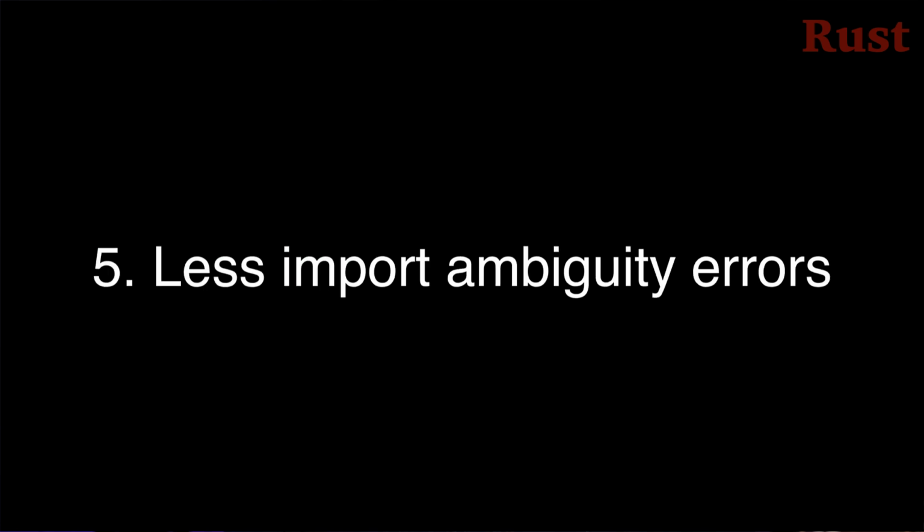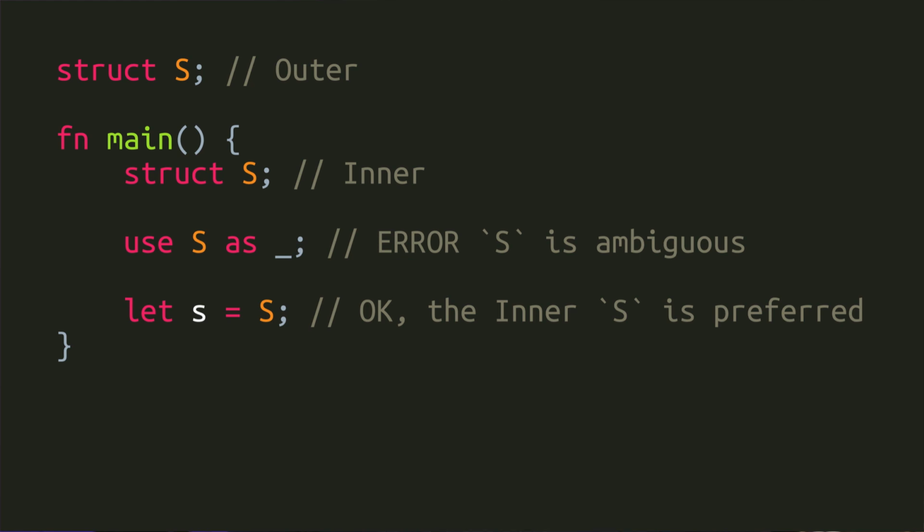Number 5. Some import ambiguity errors were eliminated. For example, in this code, we have a struct S at module scope and a struct S shadowing it in the main function scope. If we try to import S and alias it to a different name, we get an error about S being ambiguous. But it totally isn't. If we try to create an S, the compiler knows we should use the S from the innermost scope. In 1.72, the use statement works the same way instead of causing an error.